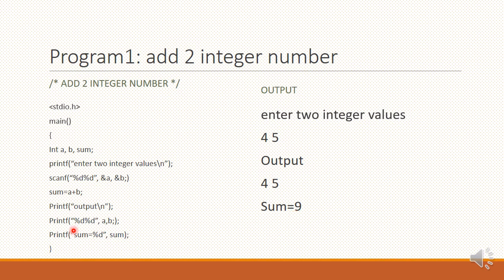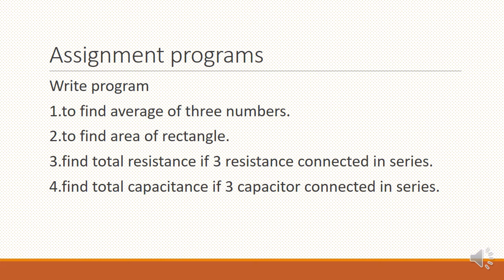So if you want to print a is equal to 4 and b is equal to 5, instead of only %d, you just write a is equal to %d, b is equal to %d, then it is going to print 4 and 5. Please go through this video again, so that you are able to understand and able to write the programs also.